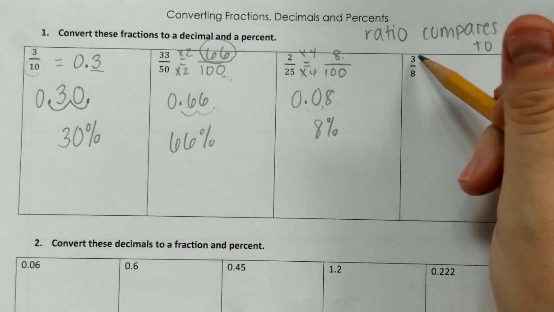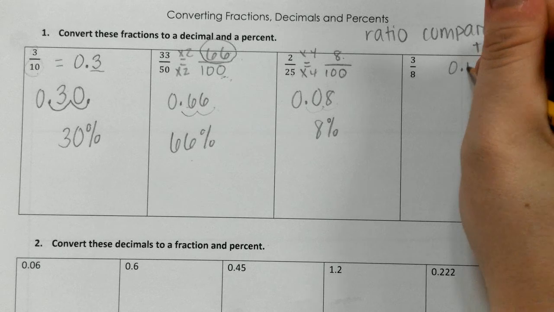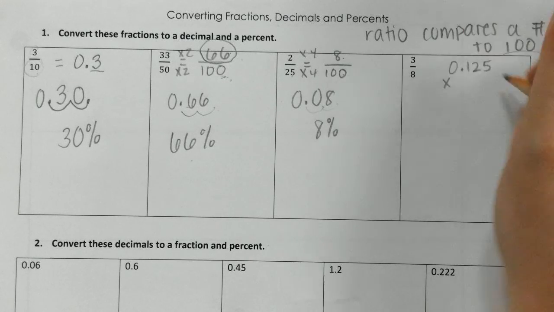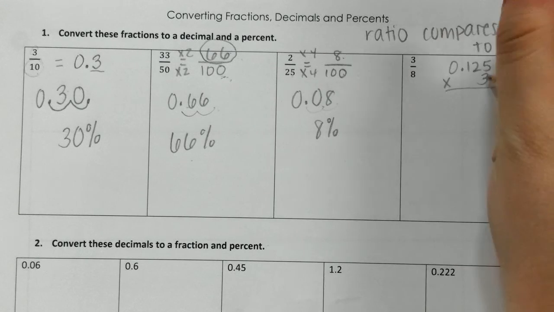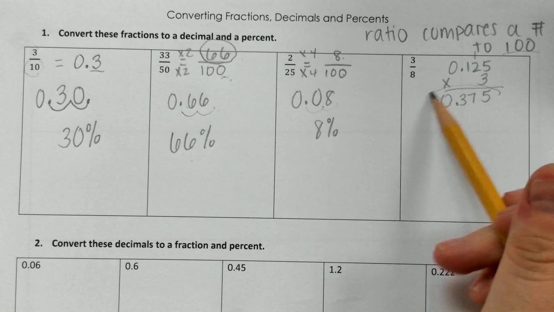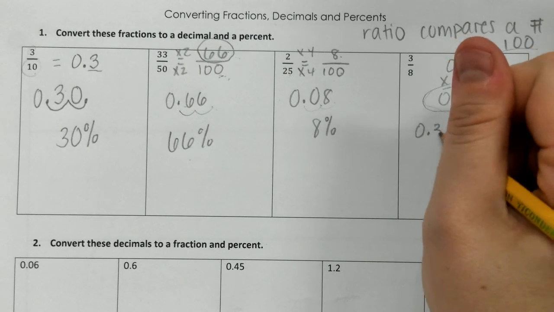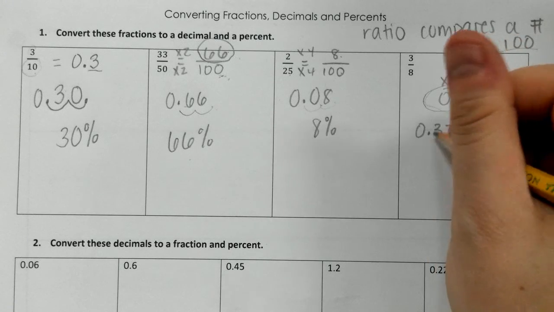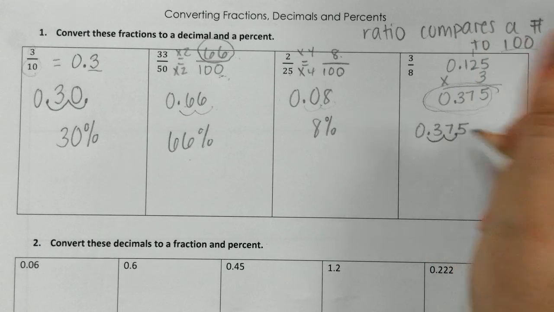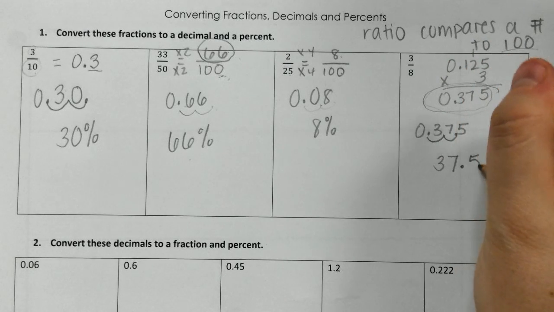All right, this is one of our funky ones, 3/8. So if you remember that 1/8 is 0.125, we can multiply that times 3 because we have 3 of them. We'll do that real quick. And that's 0.375. So this is the decimal. So now to change that to a percent, we move the decimal 2 places to the right. 1, 2. And the decimal ends up between the 7 and the 5, so it's 37.5%.